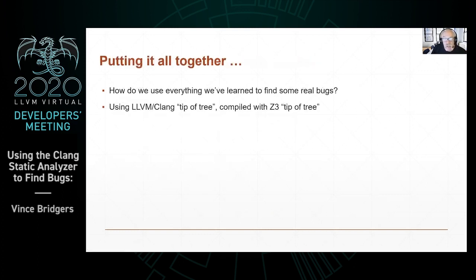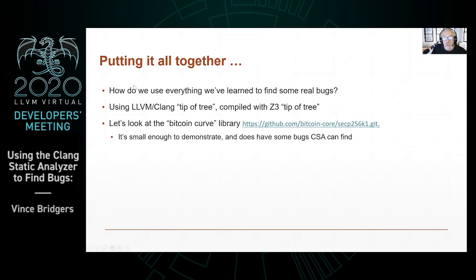So let's put this all together. How do we use everything we've learned so far to find some real bugs in some real source projects? All the examples I've done so far, I built an LLVM Clang compiler from tip of tree, and I compiled with Z3 tip of tree. This is everything I've been using so far. And I've used tip of tree CodeChecker and scan-build that comes with LLVM tip of tree. So one thing we're going to do is look at the Bitcoin curve library and see what kind of bugs are in that project. I chose that one because it's small enough to demonstrate, and it actually did have some bugs that the static analyzer can find.